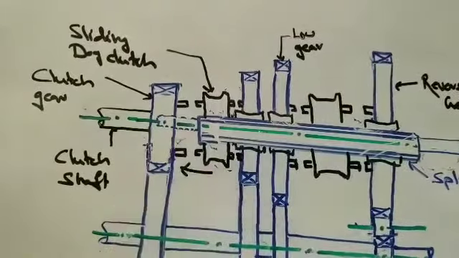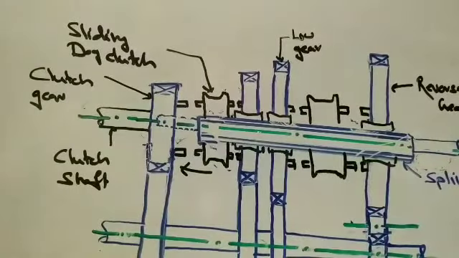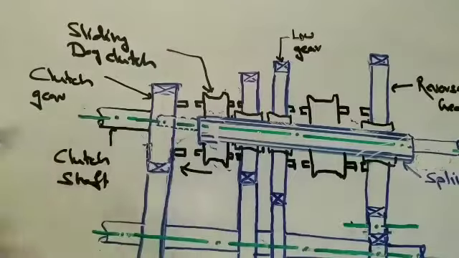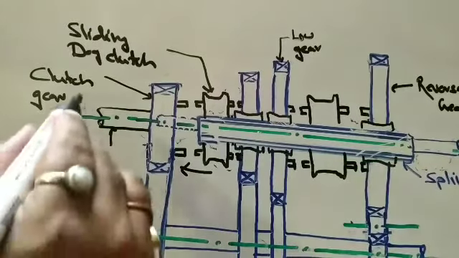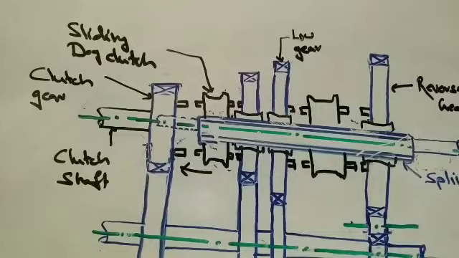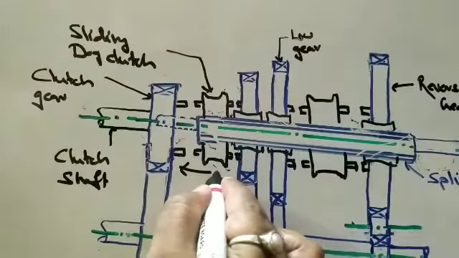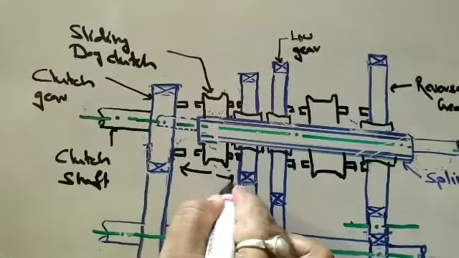When the dog clutch moves to the left, the dog clutch gears are in mesh with the clutch gear, and we get a direct drive, that is the top speed. Now when the dog clutch is moved to the right, what happens?